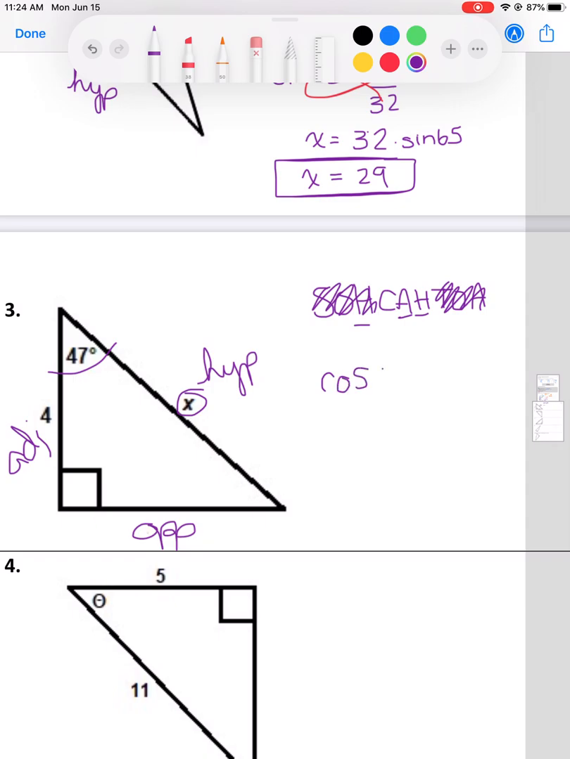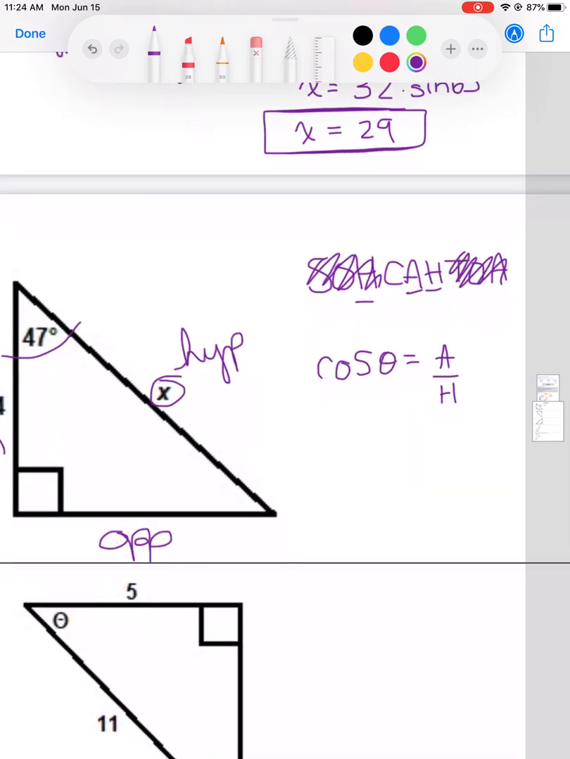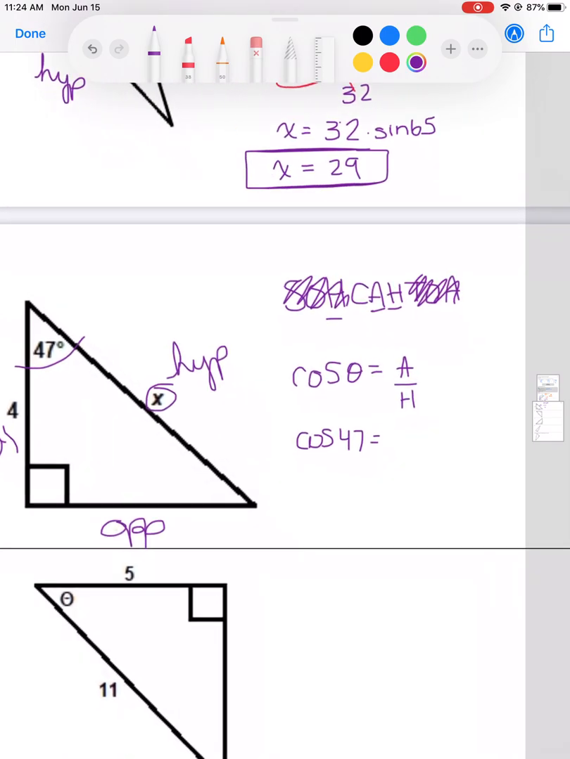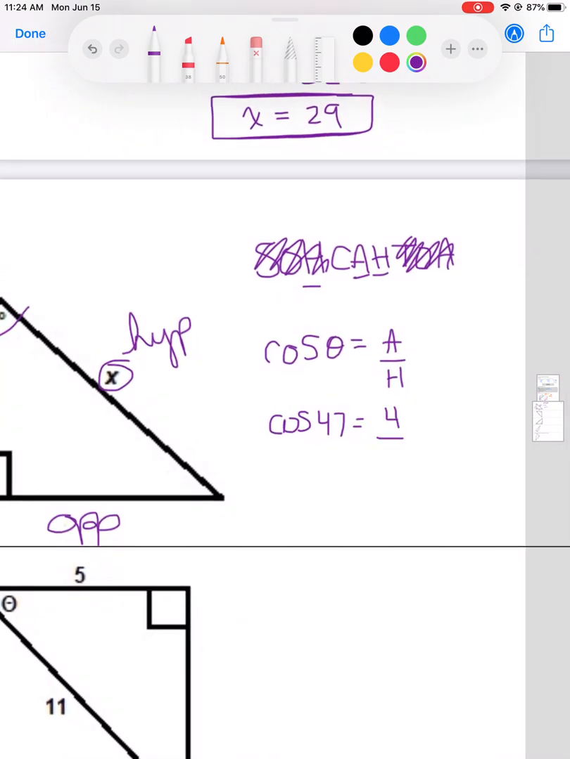That means I'm using cos. So cos theta is equal to adjacent over hypotenuse. So cos 47 is equal to 4 over x. Again, because I'm solving for a side, I can use my fish. So again, I'm going to start with the one that's opposite the x. So 4 times 1 divided by cos 47. Just remember, this is over 1.